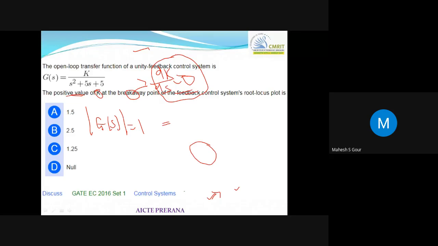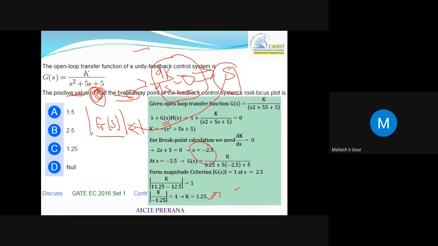Whenever a breakaway point comes, dk by ds will be equal to 0, right? So if they ask the value of gain k, you need to find the value of s, and this value should be substituted here, and you need to find the value of k. Only one major method: find dk by ds equal to 0, equate and find the value of s, and then the magnitude of g of s must be equal to 1.